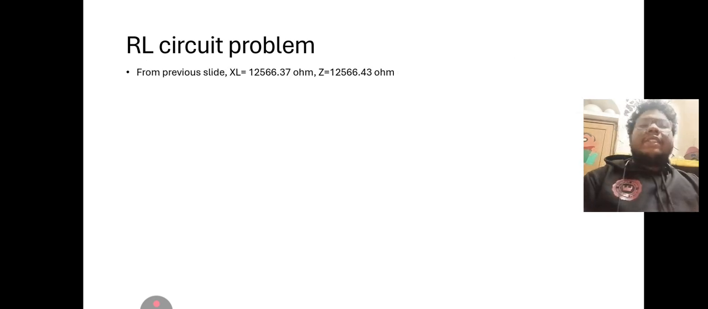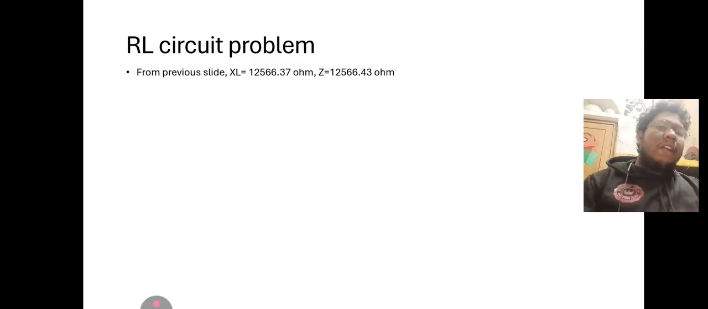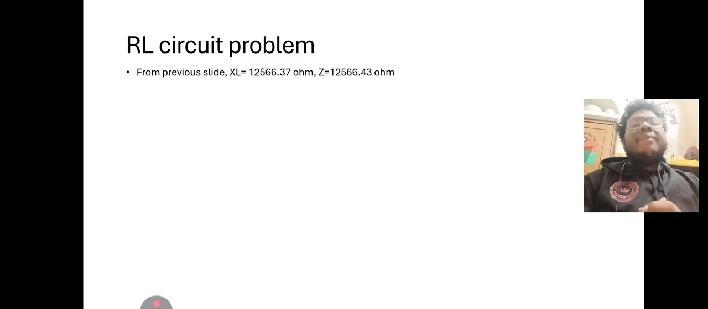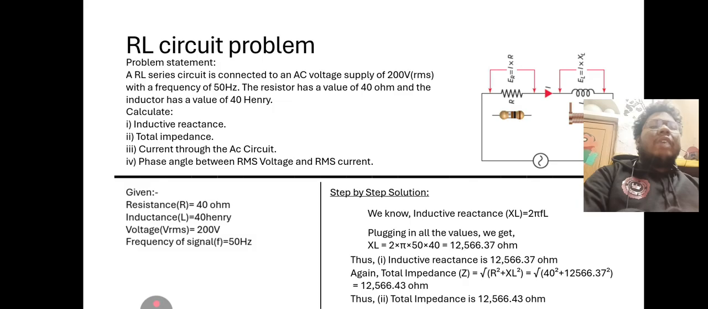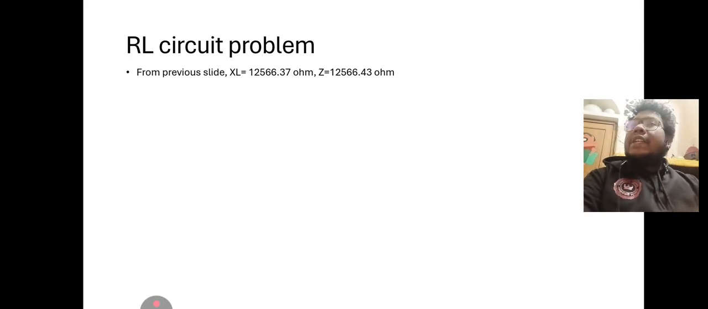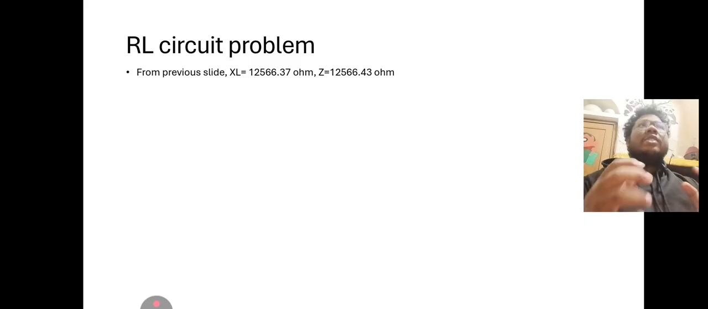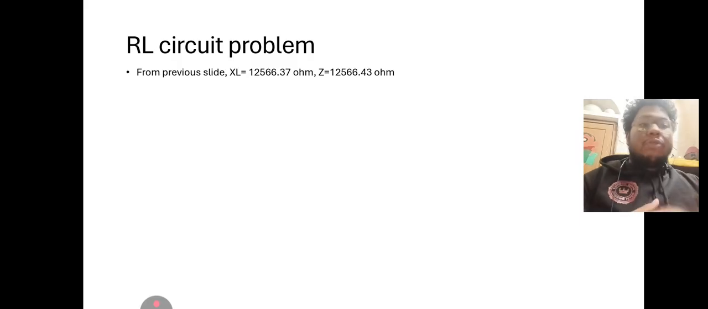From the previous slide, we know that XL is 12566.37 ohm and Z is 12566.43 ohm, where XL is the inductive reactance and Z is the total impedance. Now the two questions remaining were the current through the AC circuit and the phase angle between V RMS and I RMS. So now we'll do the current. To find the current, we know that current is always the voltage divided by resistance. Here the resistance is the resistance of the resistor plus that provided by the inductor, so it will be the total impedance.